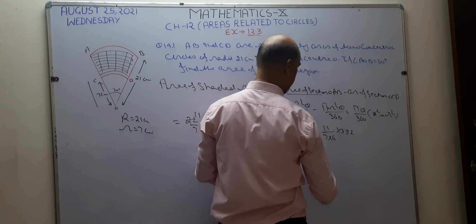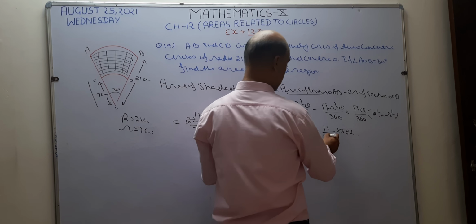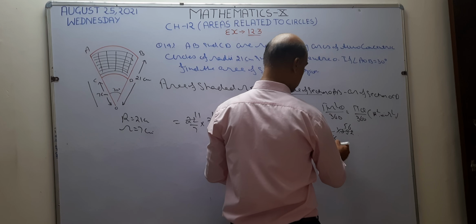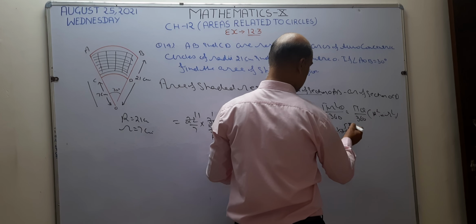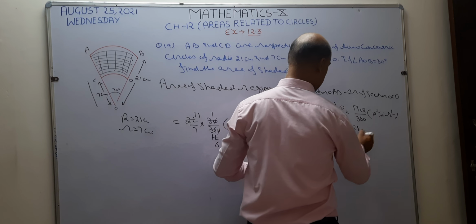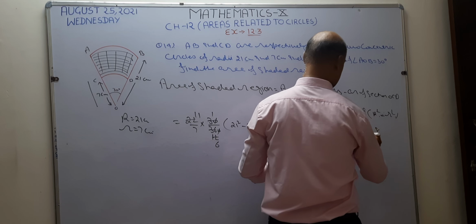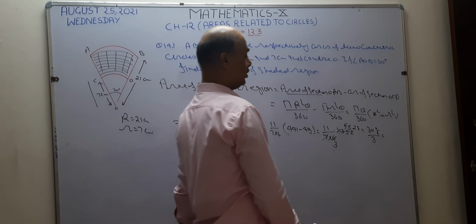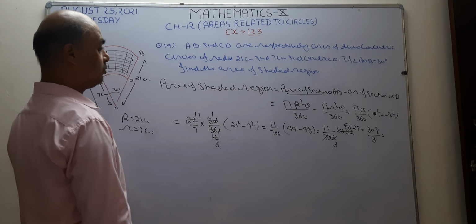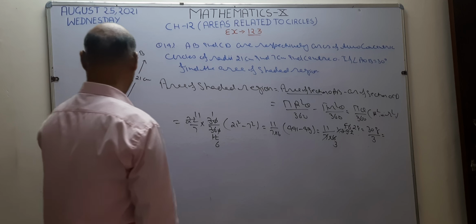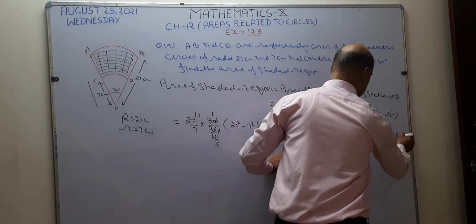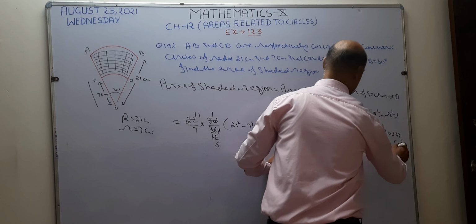So, this becomes 392. 7 5s are 35. 7 6 are 42. 2 3s are 6. 2 2s are 4, 2 8s are 16. So 11 8s are 88. So this becomes 308 by 3. When you are going to divide 308 by 3, this becomes 102.67. Right here 102.67 centimeter square is the simple answer.